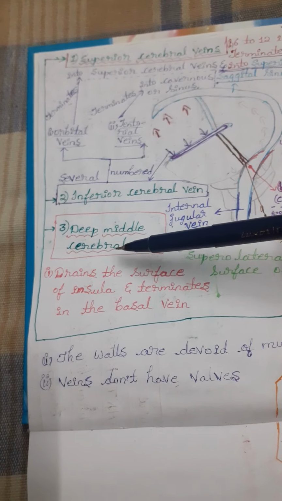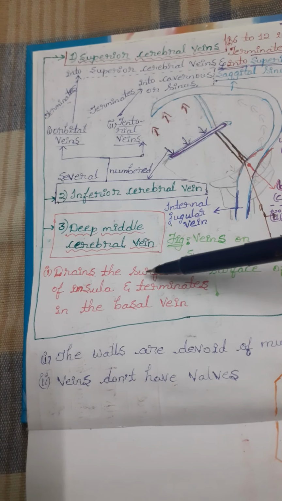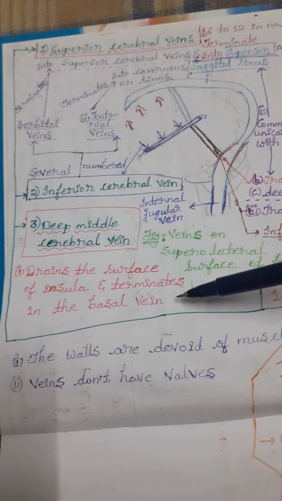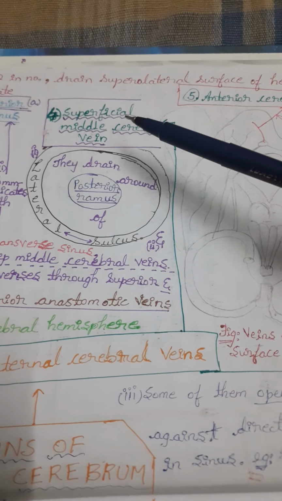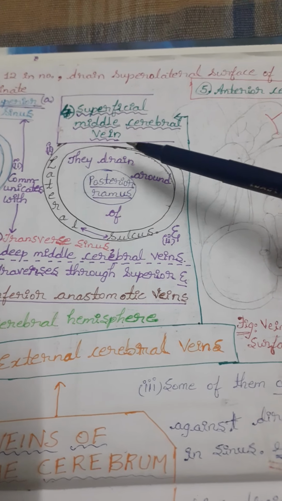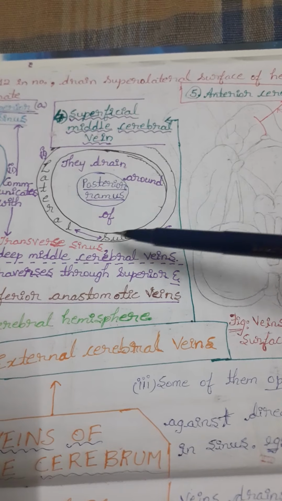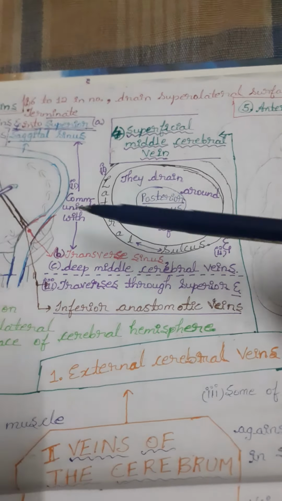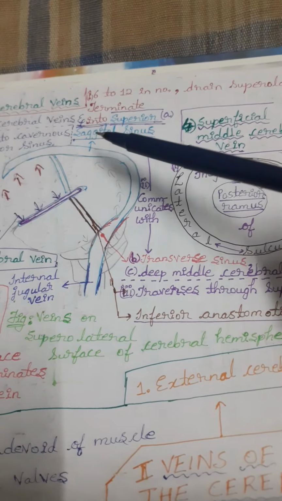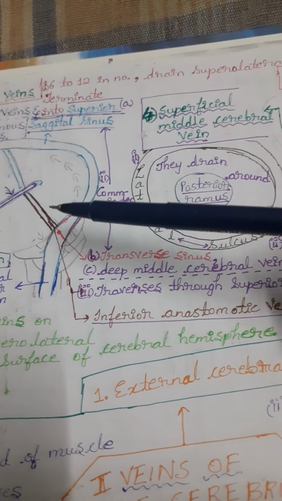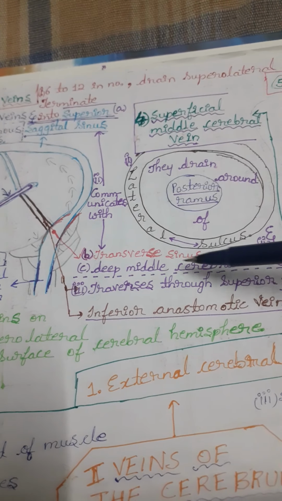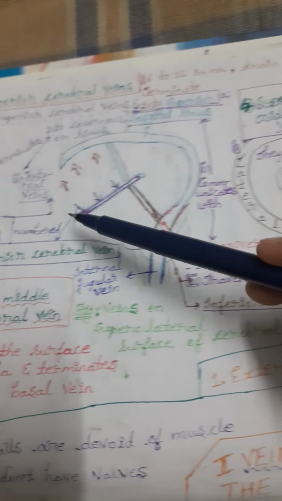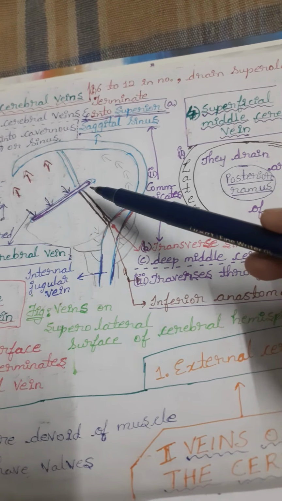Third is deep middle cerebral veins. They drain the surface of insula and terminate in the basal vein. Fourth external cerebral vein is superficial middle cerebral veins. They drain around the posterior ramus of lateral sulcus and communicate with superior sagittal sinus, transverse sinus, here the transverse sinus, and deep middle cerebral veins. This is a superficial middle cerebral vein.